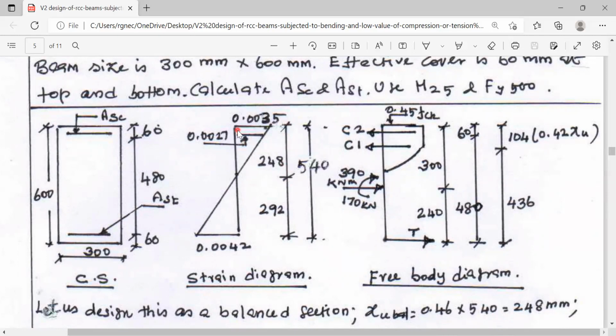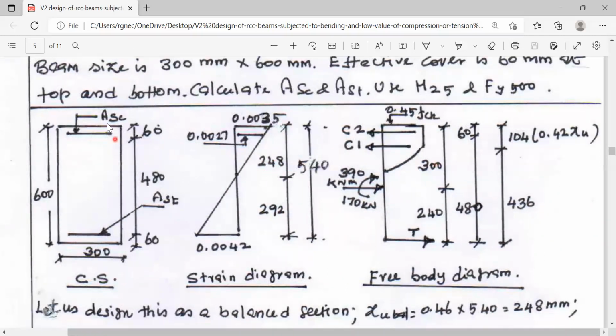The proportion of the strains 0.0035 and 0.0042 is the same as the proportion of XU and D minus XU, and that is how it comes to 0.46 D. So XU is 248 mm.